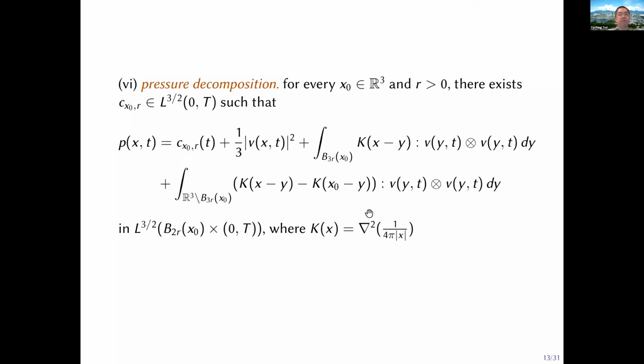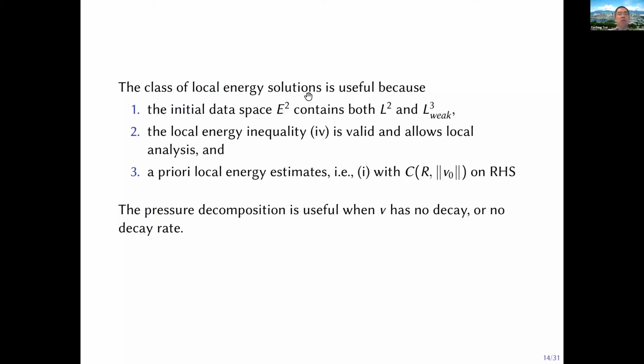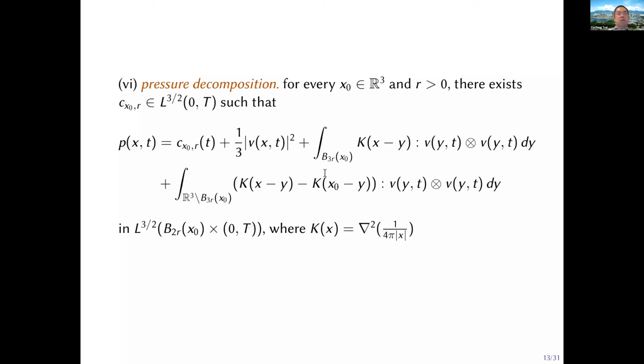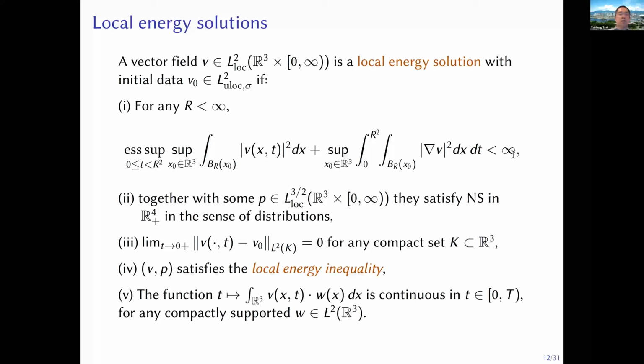So here are a few comments. The class of local energy solutions is useful because it contains both L2 and L3 weak solutions. It's a space where both weak solutions and mild solutions live. Second, the local energy inequality is valid, and it allows us to do local analysis. Third, we have an a priori bound, number one here, and the right hand side depends on a number depending on the initial data. In that case, we had to put a lambda here, and lambda has some limits. So it's not for all time, but we have some a priori control.